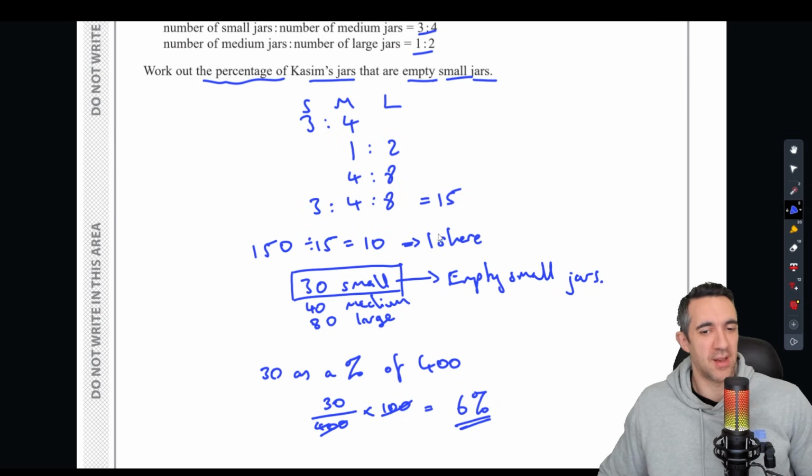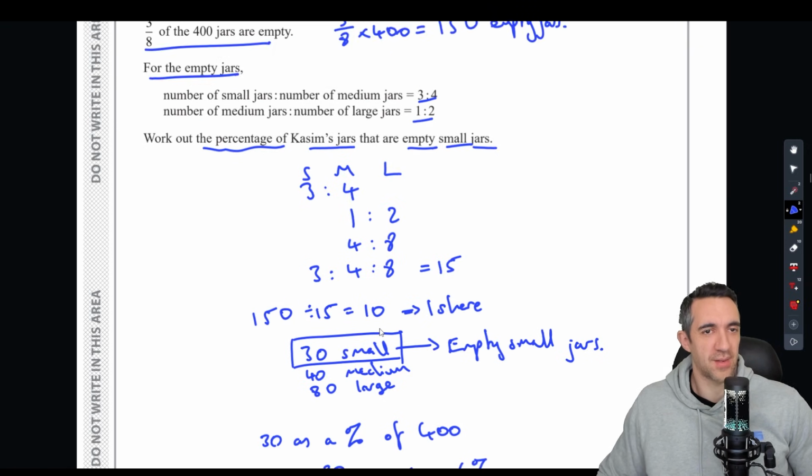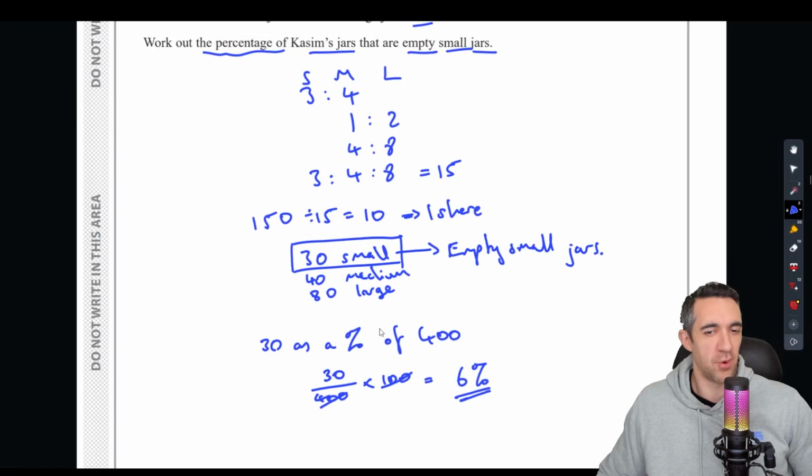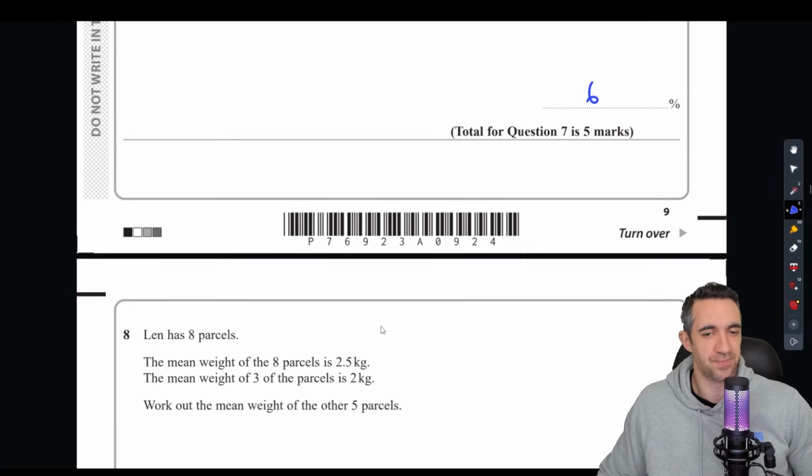I don't think I'd get 5. That'd be very generous to give it for that 30 over 4 there. Okay, I think I'm happy with that. I think that's going to get me 4. I hope it's going to get me 4. Otherwise, that's a lot of marks that I've just chucked away.